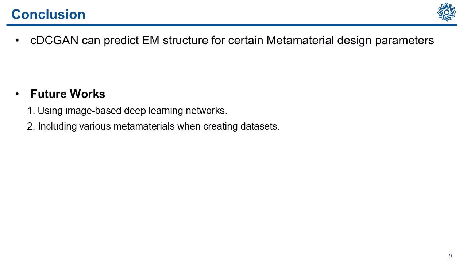In this paper, we showed that the cDCGAN can predict metamaterial structures, and we evaluated our work using two-band metamaterials. For future work, we suggest using different types of deep learning network, especially image-based ones. And we only used multi-layer cross-shape metamaterials for training our deep learning network. For future work, we highly recommend including different types of metamaterial in the datasets.